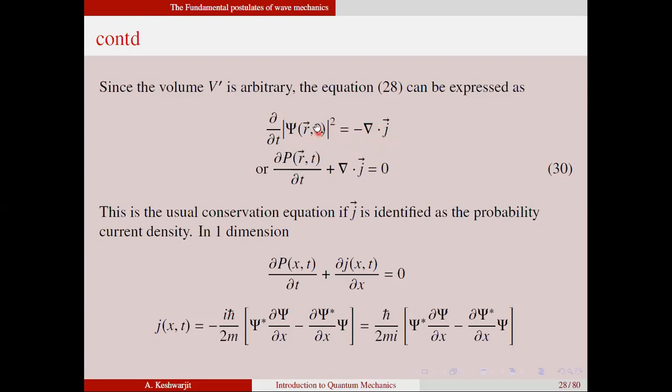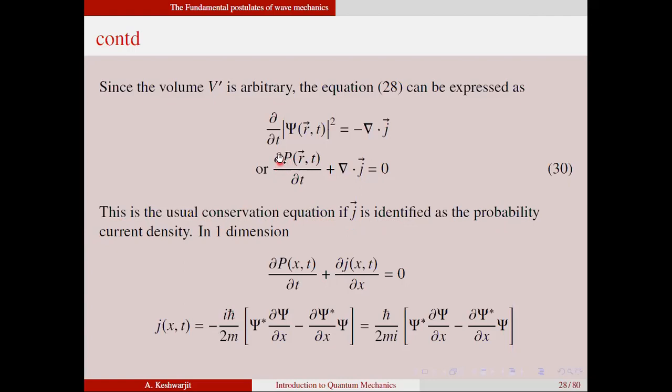This mod psi square is the position probability density, so we can represent this by P. Mod psi square is P. This is the position probability density, and you bring this minus divergence of J to the left hand side. This minus will become plus. So del P by del t plus divergence of J is equal to 0. This is the usual conservation equation, if J is identified as the probability current density and P is the probability density.